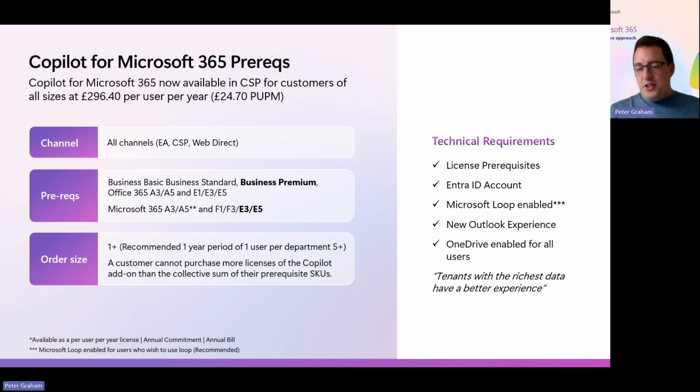And again, for the richest experience, the more data you have in your organization, and the more time you've been in 365, the better your responses will be from Copilot. But as you drive your adoption, start adding more users as you go on. So if you buy Copilot today for five people across your 5 departments, in 6 months' time, add 5 more and add somebody else within each department.